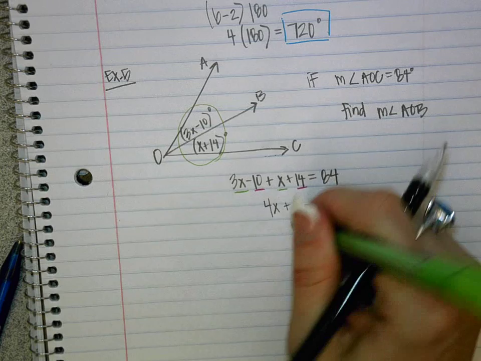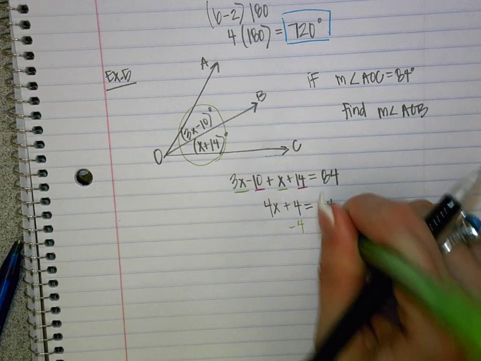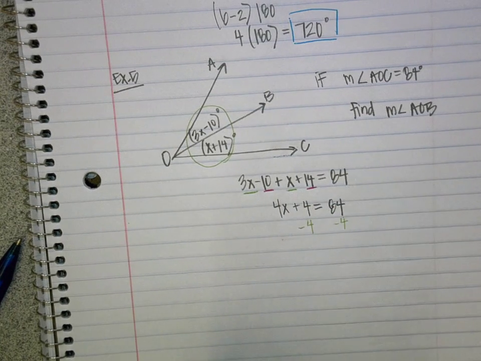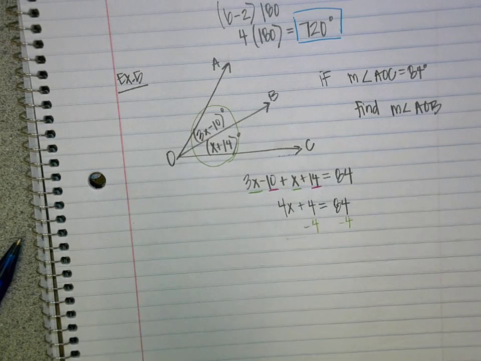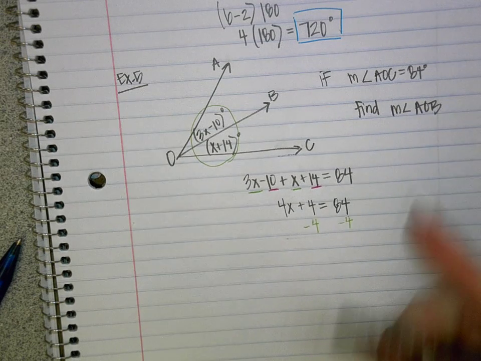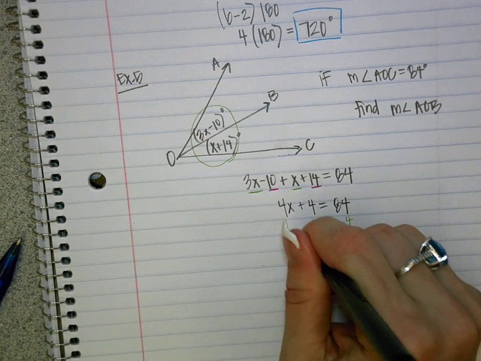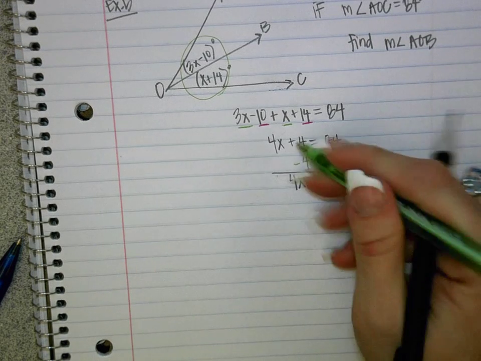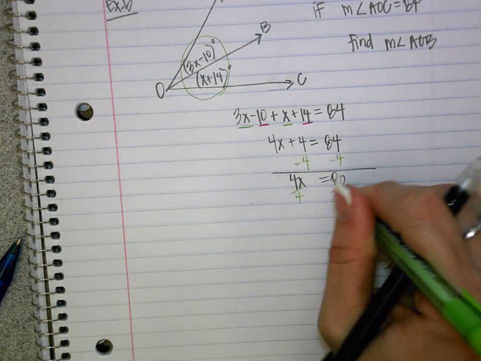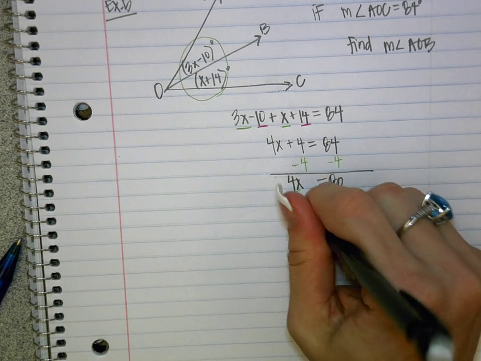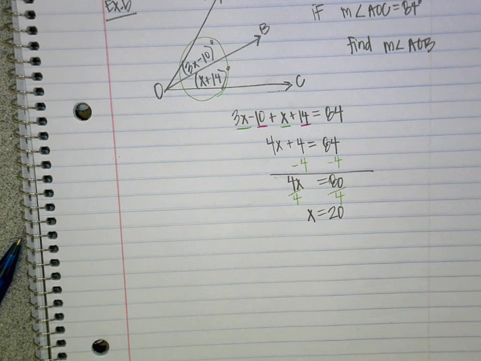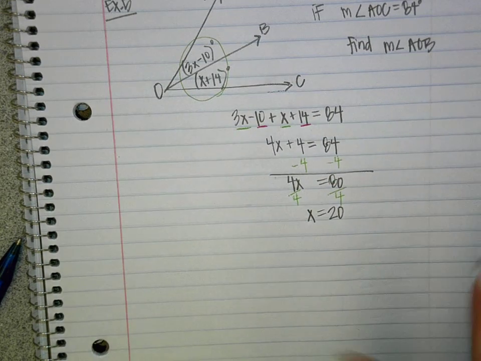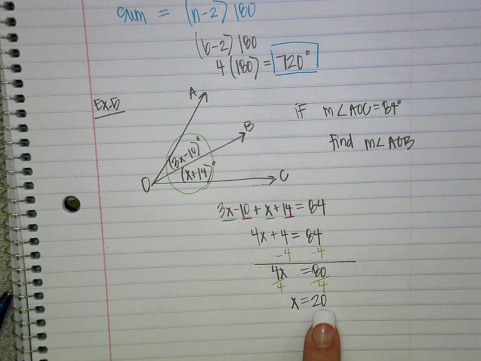Then move your 4, so subtract 4 from both sides. That'll leave you with 4x is equal to 80. And then to get x by itself, divide both sides by 4. And you'll get x equals 20. Now, are you done? No. Okay? You have to take this x equals 20 and you have to plug it in.